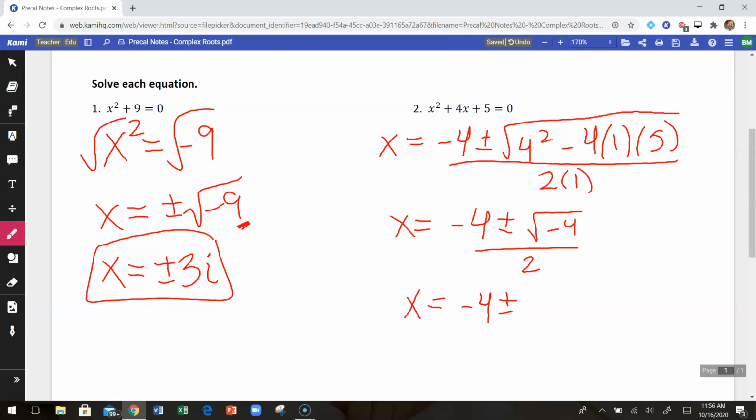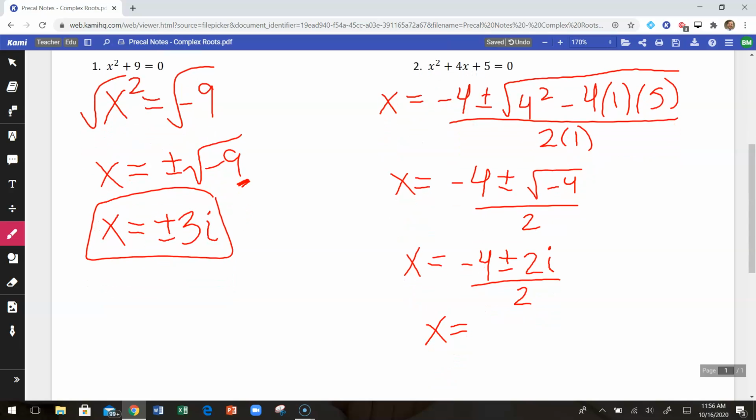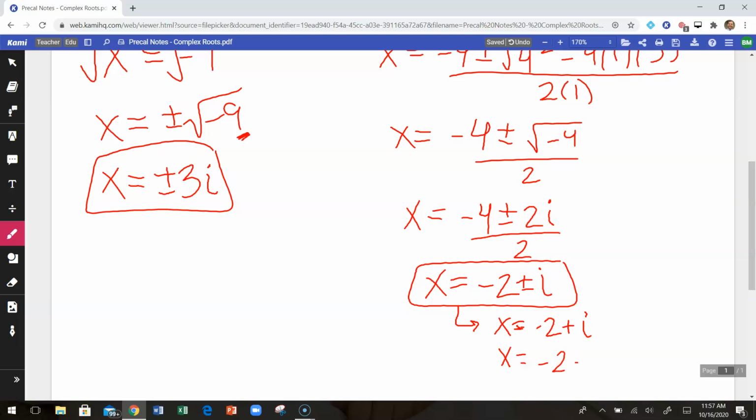So again, 4 is a perfect square. So that's going to be 2, but because it's negative, 2i, and then divided by 2. So my last step here would be to go ahead and divide each of those terms separately by 2. So if you're going to do that, you need to divide both the term out front and this term by 2. So that's going to give me negative 2 plus or minus i. Do know that that is two different solutions. So that's negative 2 plus i, which is a complex number, but it's also negative 2 minus i, again, a separate complex number. So there are two solutions there.